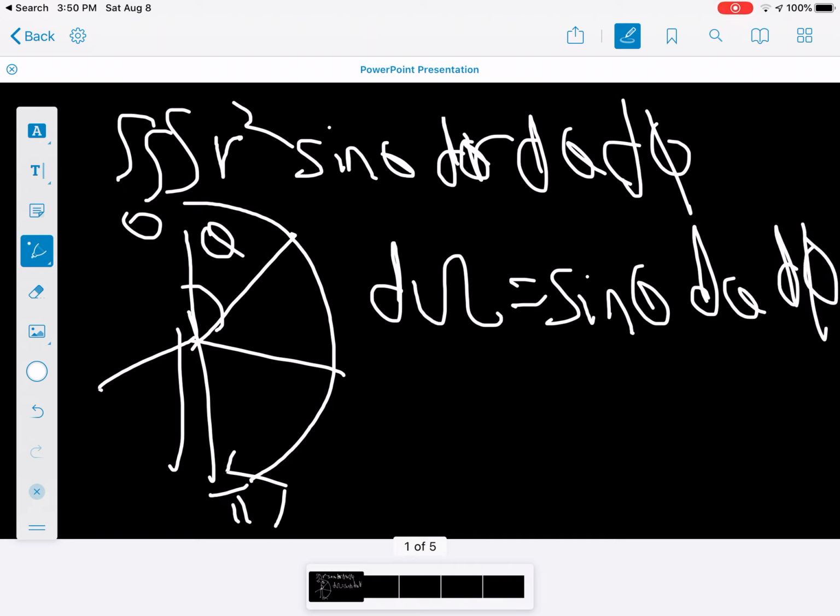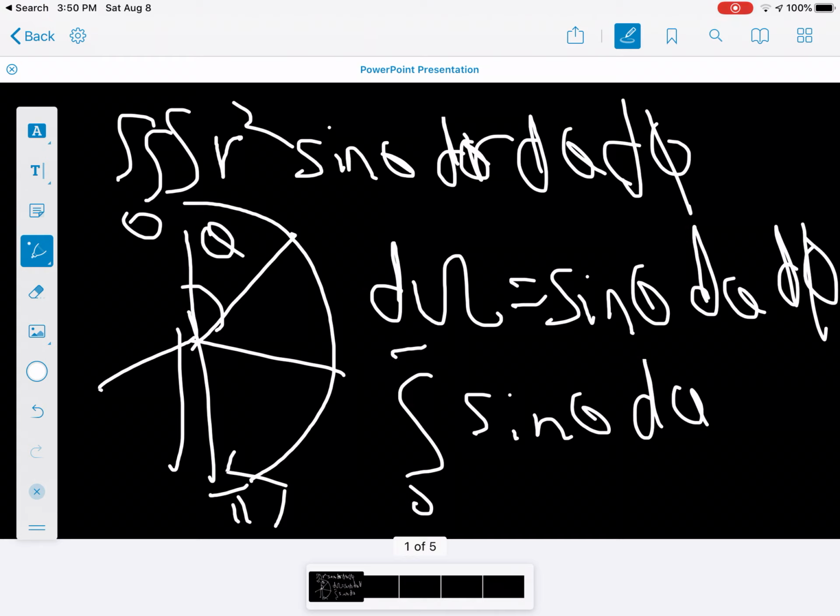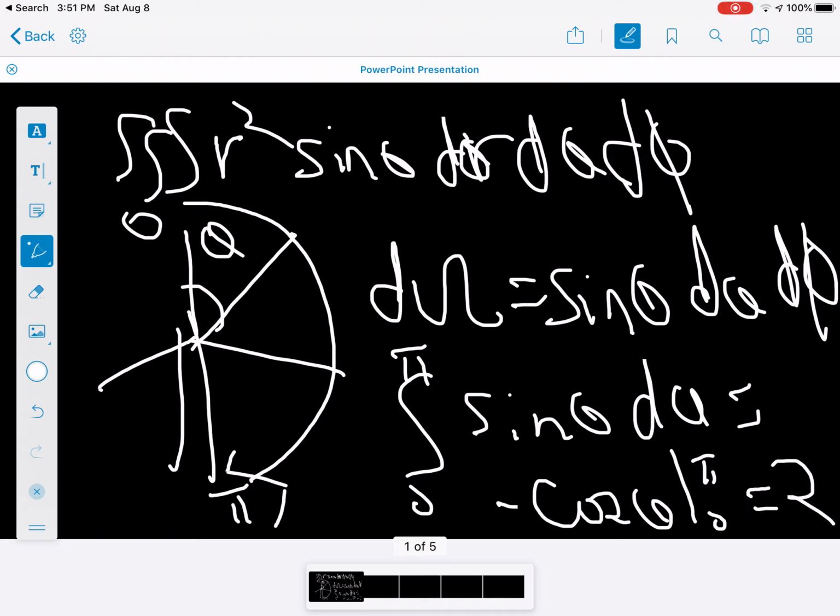But let's worry about the sine part first. You get sine of theta d theta, and you integrate that from 0 to pi. So you get minus cosine theta from 0 to pi. If you evaluate that, you'll see that it is equal to 2. So now let's go to the next page.